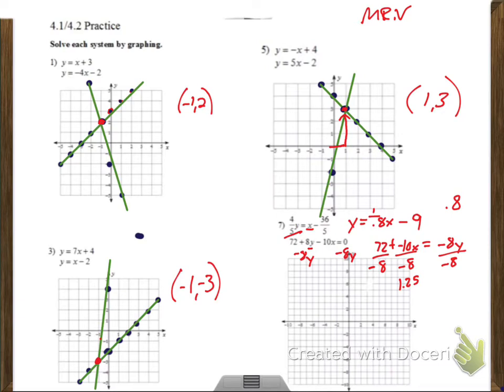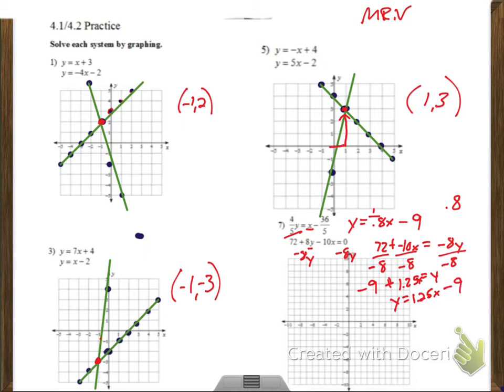which would be the same thing as the other one. And then 72 divided by 8 would be negative 9 plus 1.25 is equal to y. So if I rewrite that, it'd be y is equal to 1.25x and then minus 9.